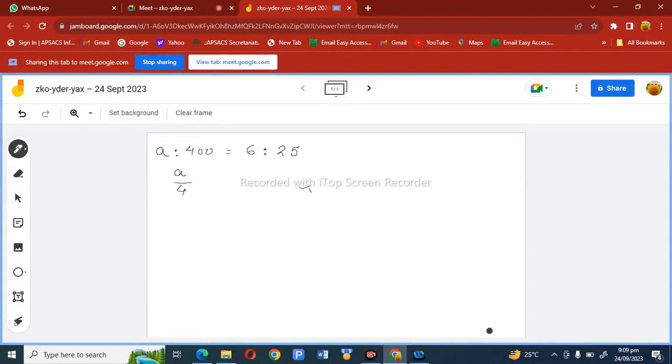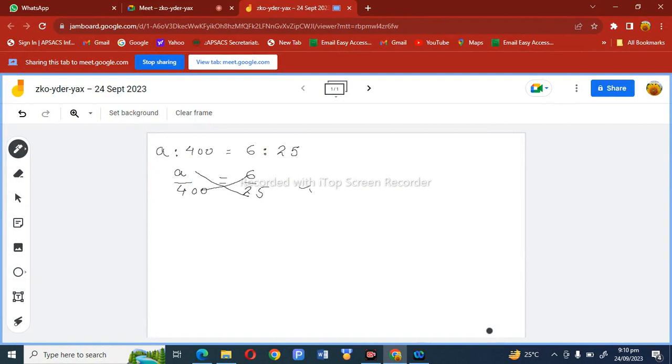A over 400 is equal to, now you can write this ratio also in the form of a fraction, 6 ratio 25. You can write it as 6 over 25. Always remember, whenever you have two fractions on both sides and in between there is an is equal to sign, you can cross multiply. It means that you will multiply 25 with A and 400 with 6.